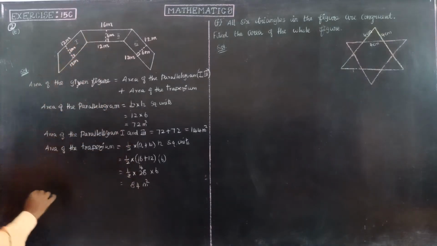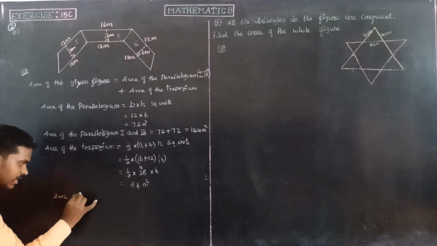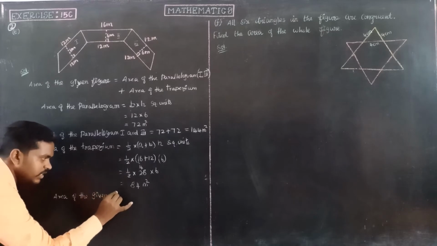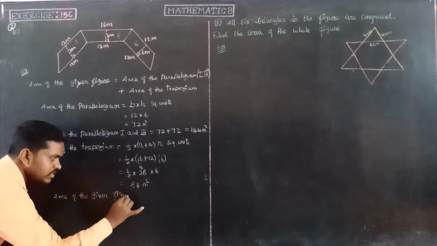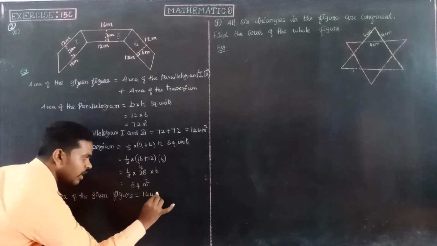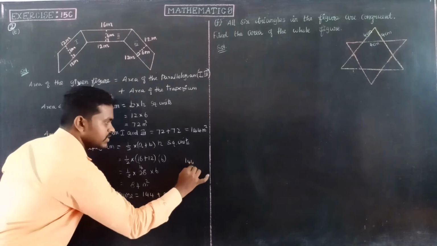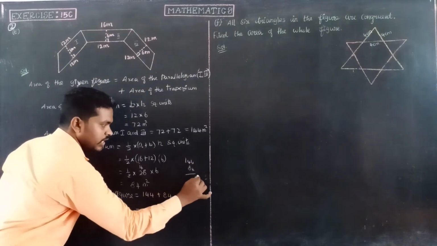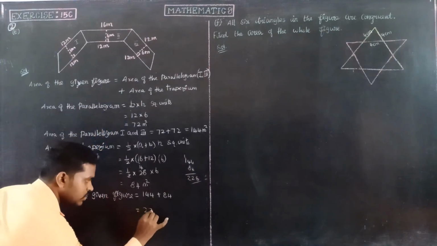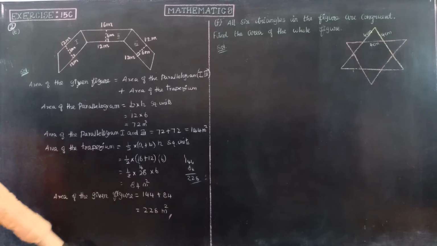If we want the overall area, what can we do? We add the area of the trapezium and the area of the two parallelograms. The area of the given figure is equal to 144 plus 84, which is 228. So the answer is 228 meter square. This is the total area.